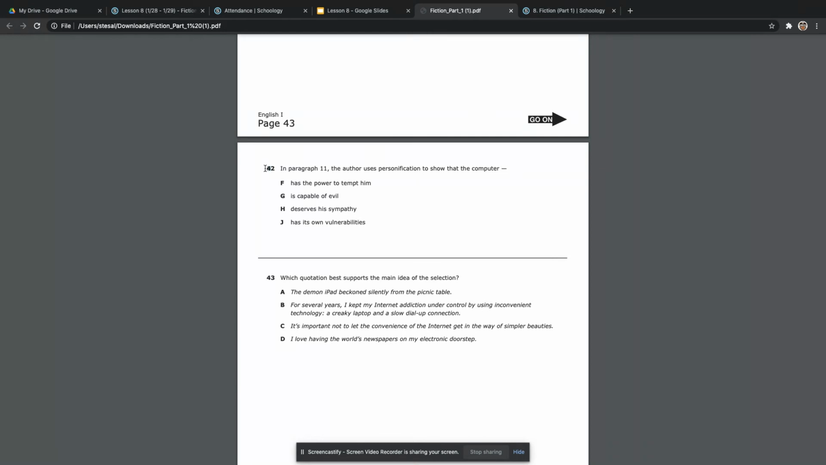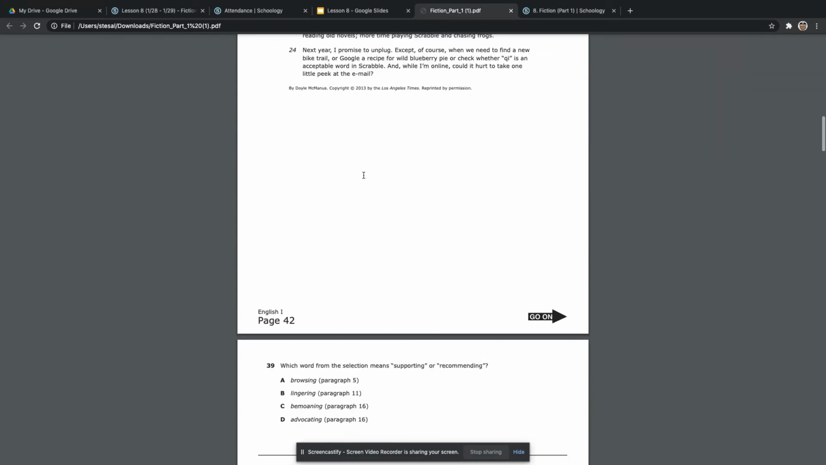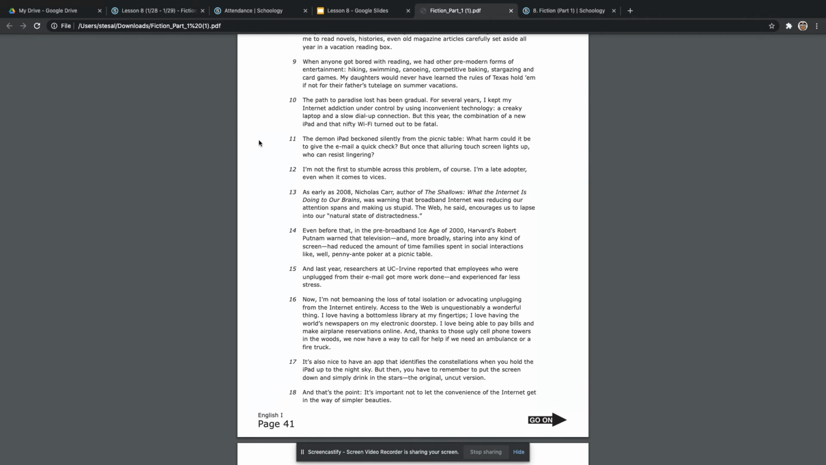42, we know that we're going to get that answer from paragraph 11. So in paragraph 11, the author uses personification to show that the computer, and so on. Don't read the answer choices yet. So now we're going to go to paragraph 11. We're going to write down 42 in the margin, and we're also going to write down personification, computer. So as you're reading this, you're going to know what you're going to try to answer.